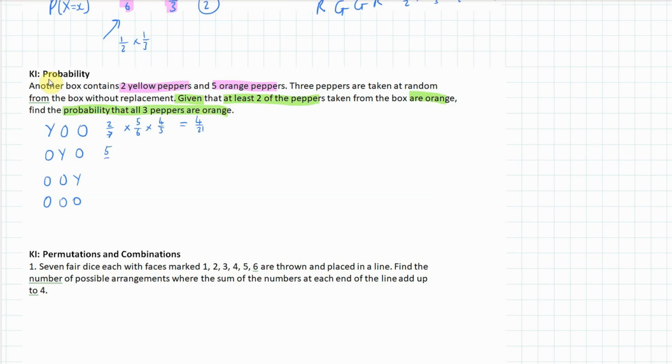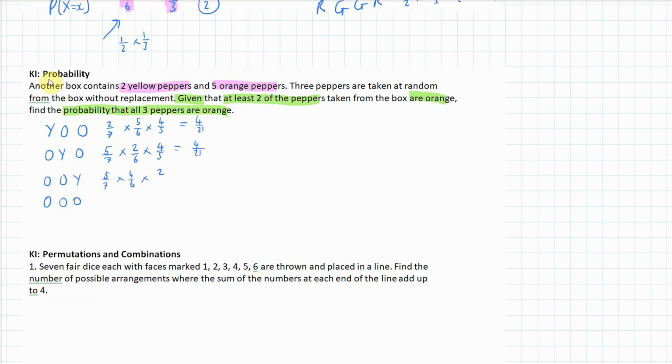This next one here, orange. Again, we start off with 5, and there's 7 peppers. And then if we go for a yellow, we've got 2 of them and 6 peppers left. And then we go for our next orange, which is 4/5. And so this is giving us 4/21. And you can see that this next one will also be like that. So you're going to have orange is 5/7, and then you'll get 4/6.